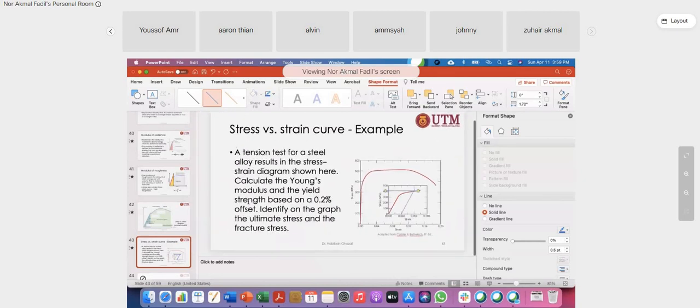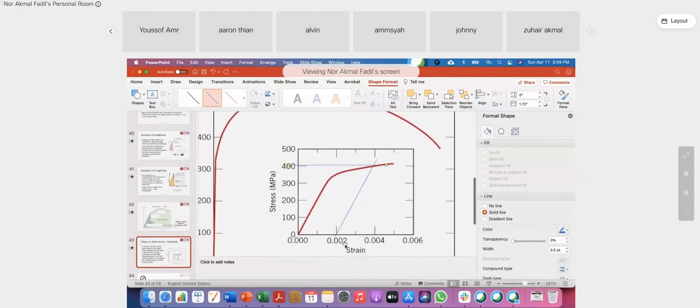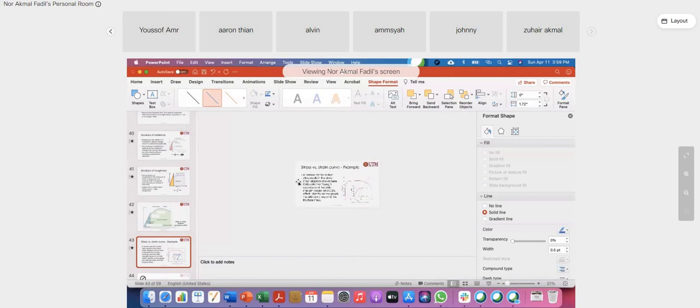Easy, right? It means if the stress strain curve doesn't show any obvious yielding point, you can determine it by taking an offset at 0.002 strain and drawing a line parallel to the elastic line. The intercept between the curve and this offset line is the value for the yield strength.